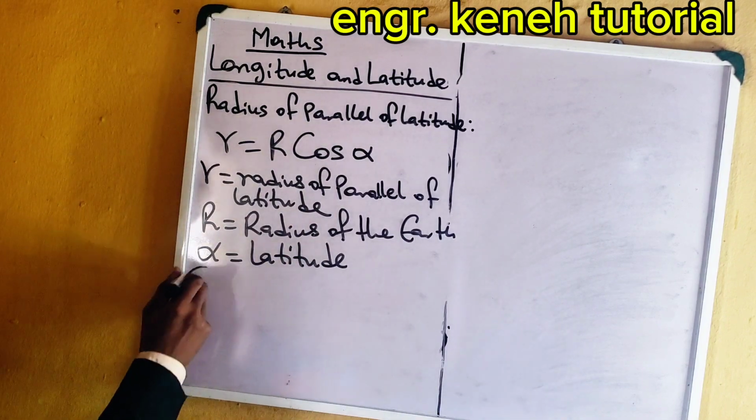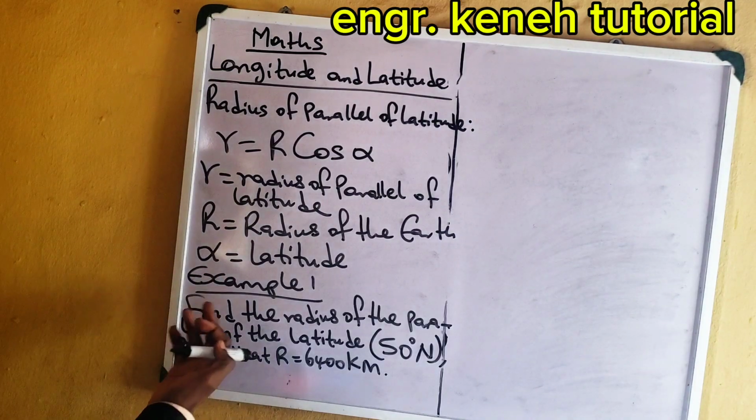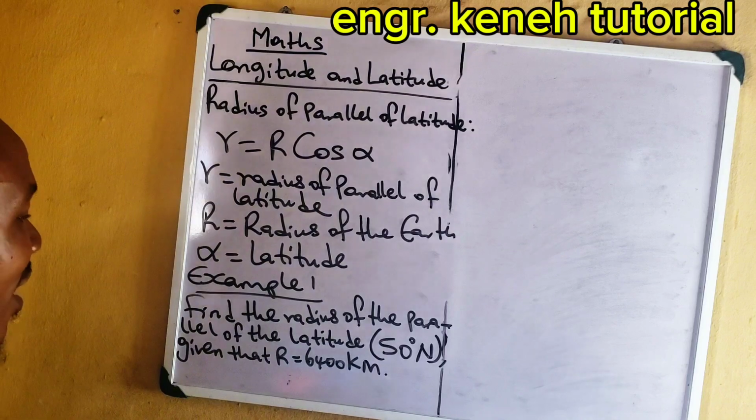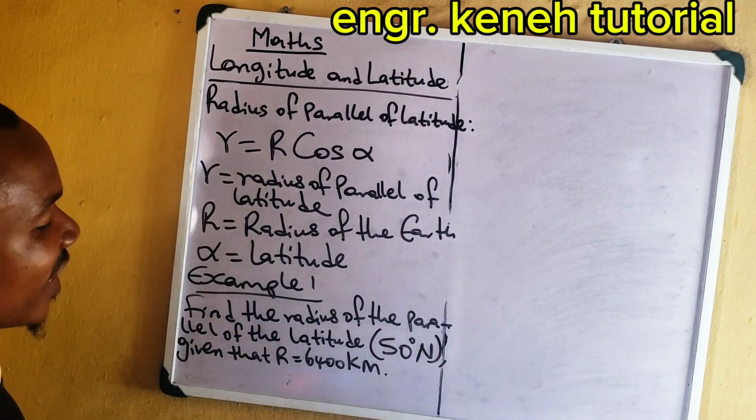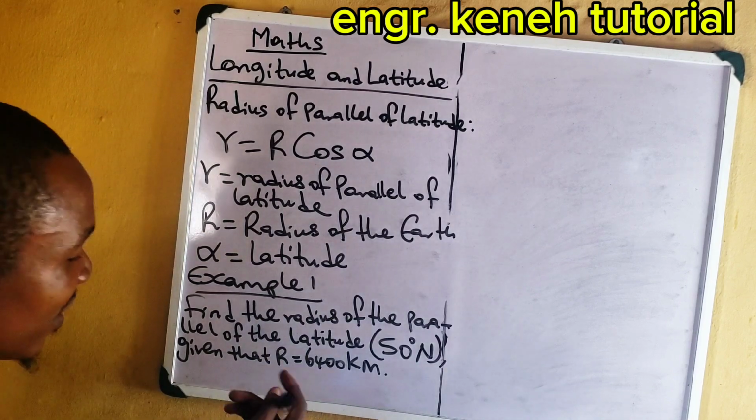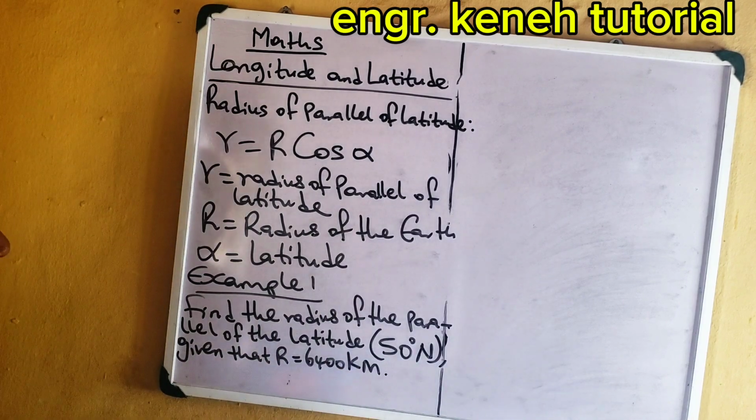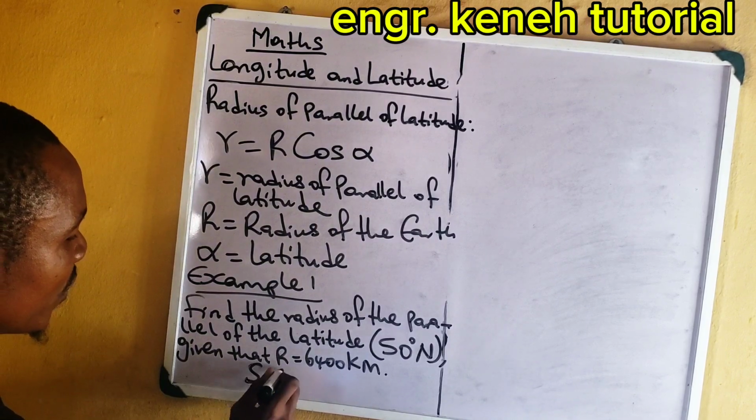We have example 1. Example 1 says find the radius of the parallel of the latitude 50 degrees north, given that capital letter R, which is the radius of the earth, is 6,400 kilometers. We have the solution like this.